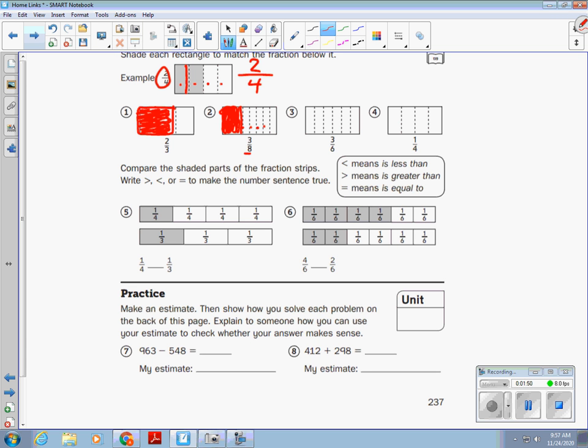On the next one, 3/6, remember 6 is our denominator and it tells us how many parts, 1, 2, 3, 4, 5, 6, and then we want to shade in 3 of those, 1, 2, and 3.